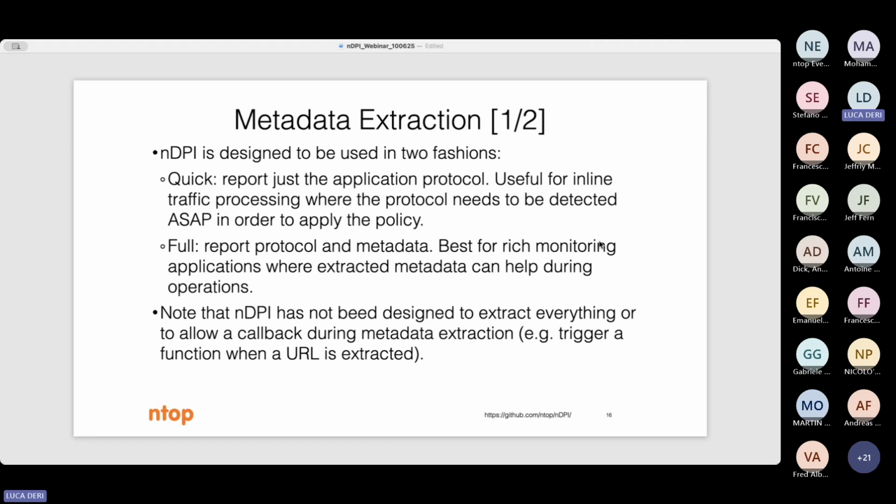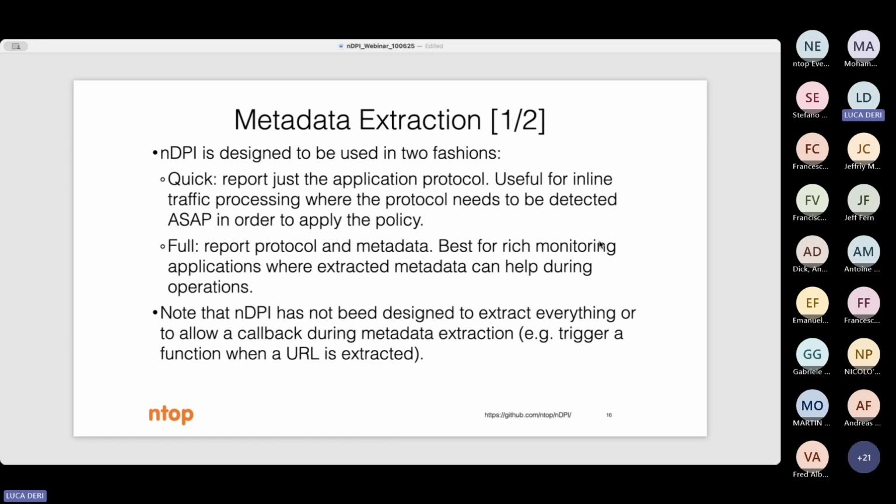In addition to that, nDPI is extracting some metadata. The metadata information is extracted depending on how you use the library. If you need to figure out what the application protocol is, and that's it, probably you don't need metadata at all. Instead, if you want to have a rich monitoring application, you need to extract as much metadata as possible.